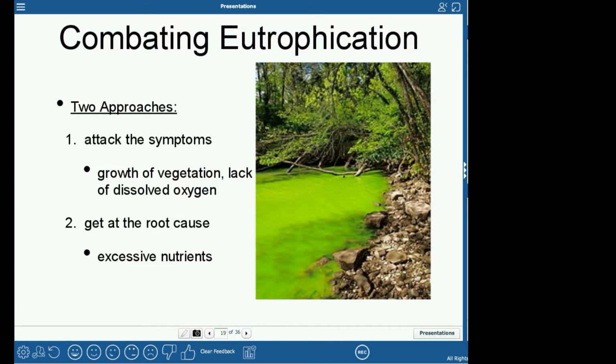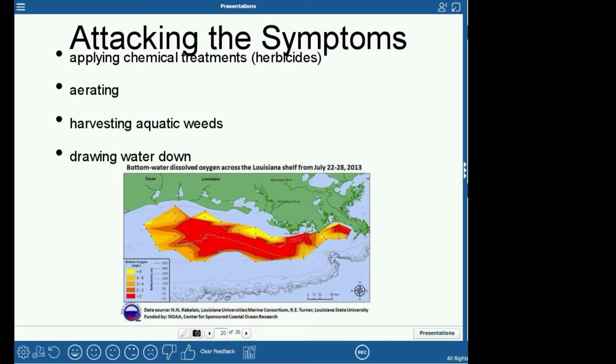So they try and use the fountains to kind of create more oxygen. Or you can get at the root cause, right? Or you could just fertilize less, or reduce the amount of nutrients coming into that waterway. So it just depends on how you want to combat the problem. A lot of places still want those really beautiful, nice lawns, and so they just attack the symptoms rather than the cause.